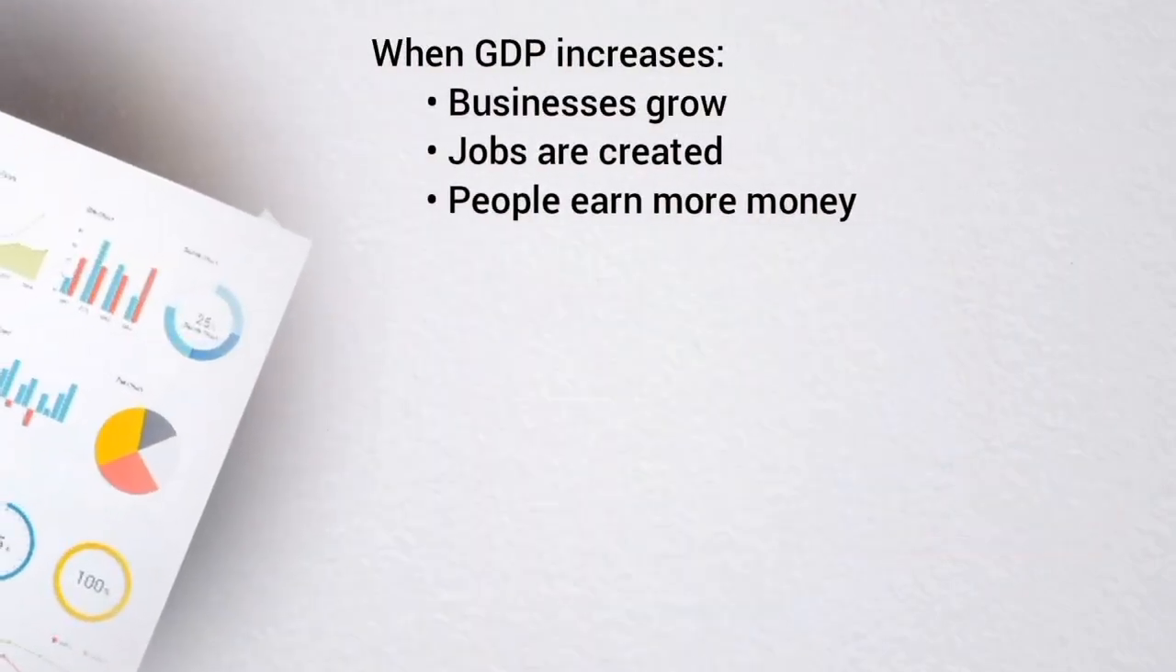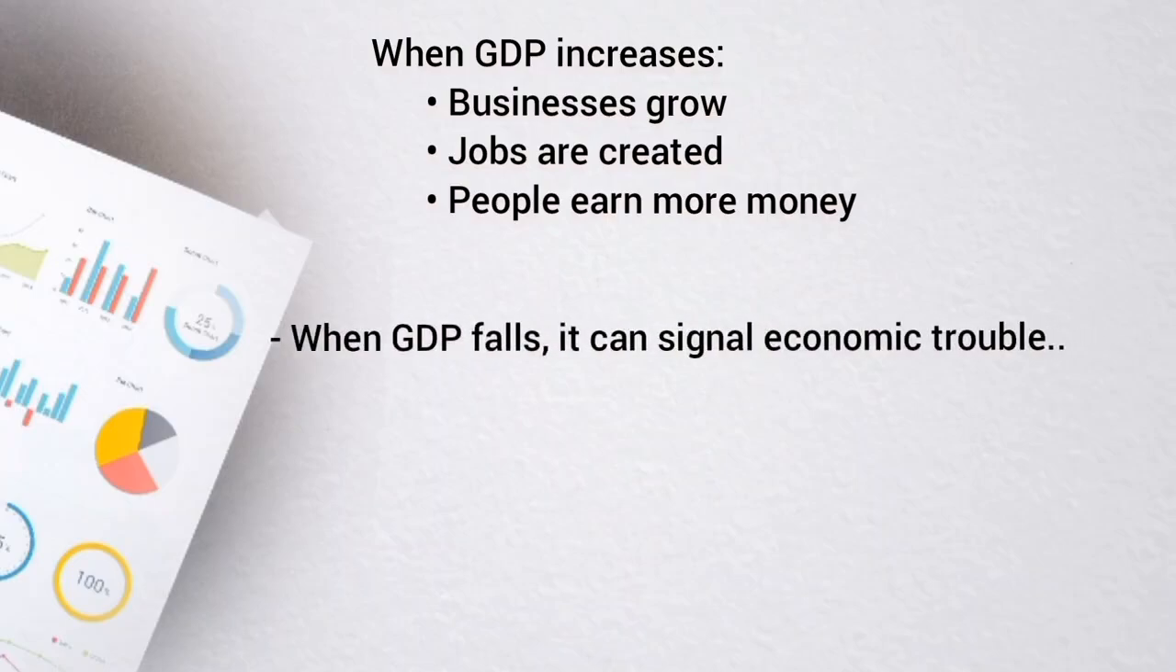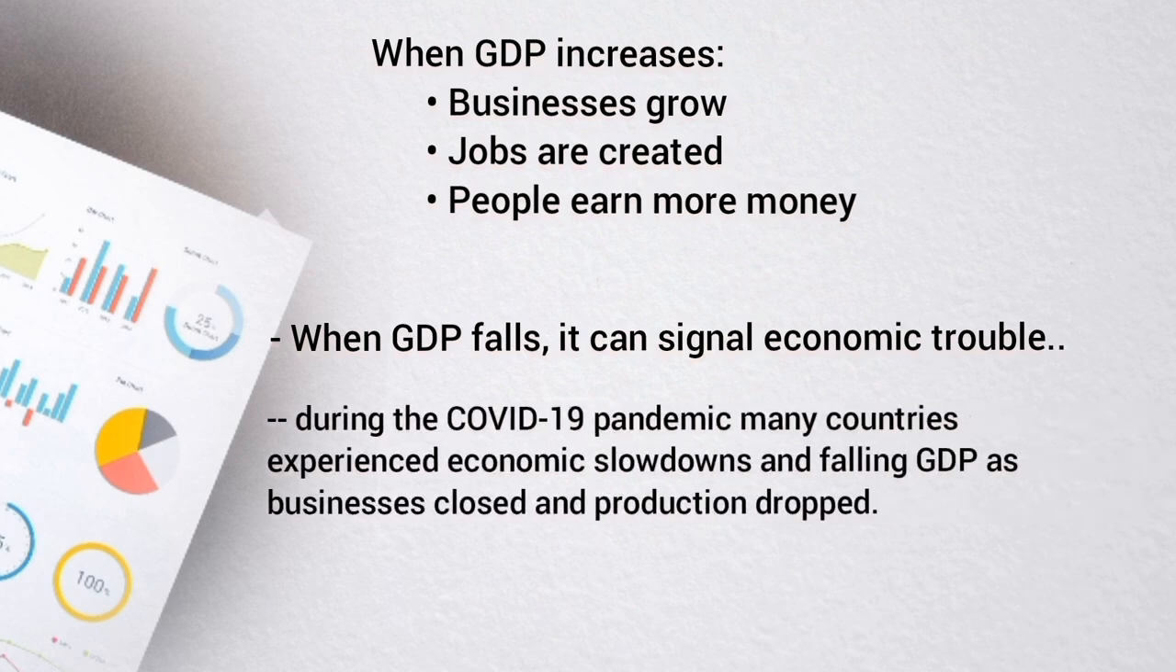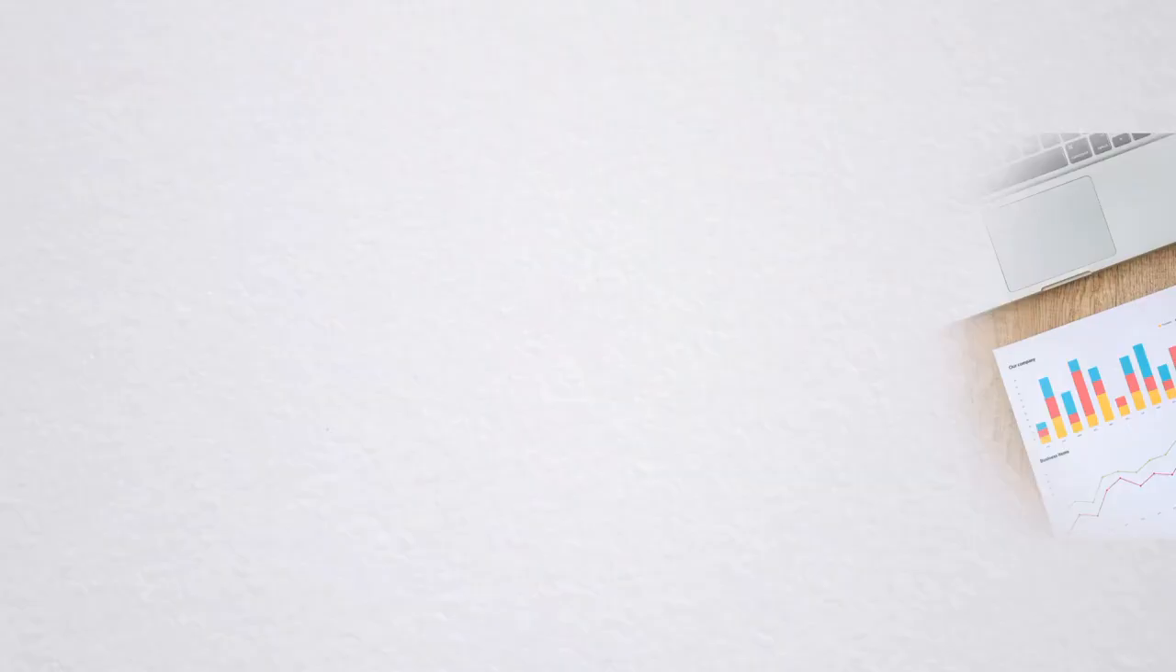GDP is extremely important because it tells us how fast an economy is growing. When GDP increases, businesses grow, jobs are created, and people generally earn more money. But when GDP falls, it can signal economic trouble. For example, during the COVID-19 pandemic, many countries experienced economic slowdowns and falling GDP because businesses closed and production dropped.